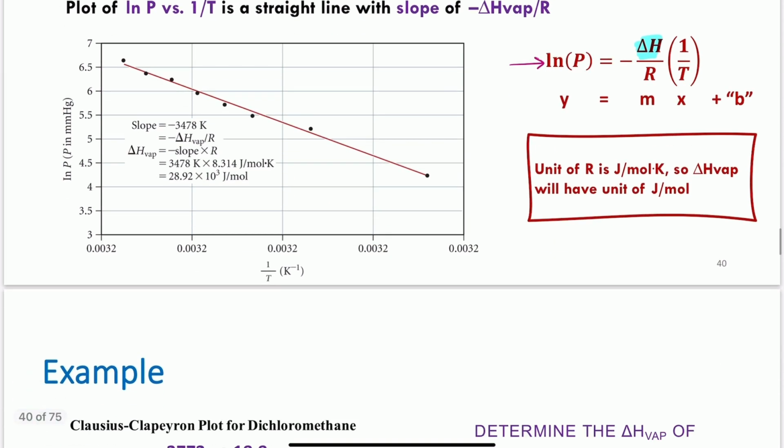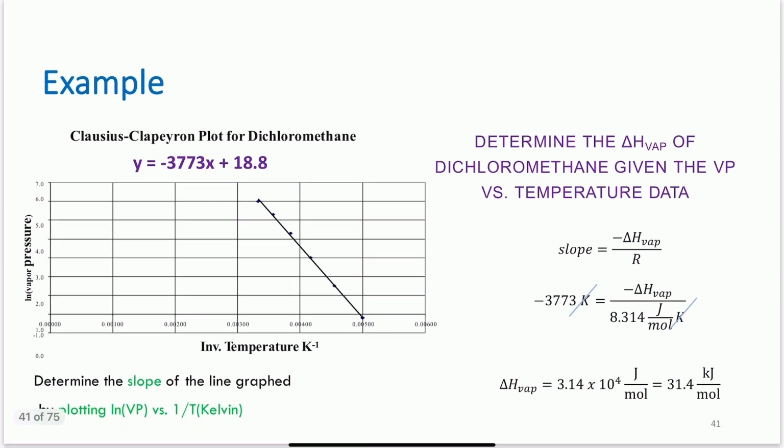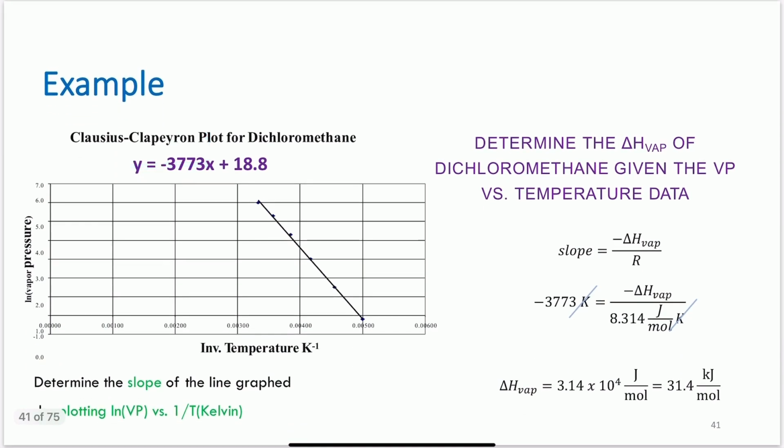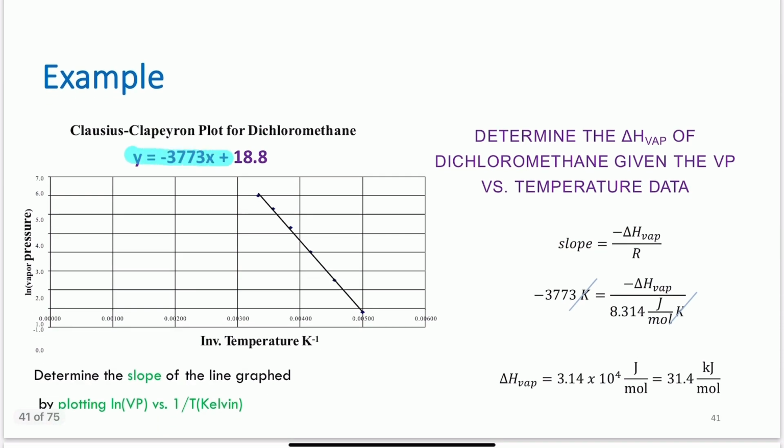How can I use this information though? Well, let's look at the Clausius-Clapeyron plot for dichloromethane. We get a plot here where y equals negative 3773x plus 18.8. Here is our equation. Determine the delta H vaporization of dichloromethane given the vapor pressure versus temperature data. Well, I know my slope is equal to negative delta H vaporization over R. So I can go ahead and plug that information in.